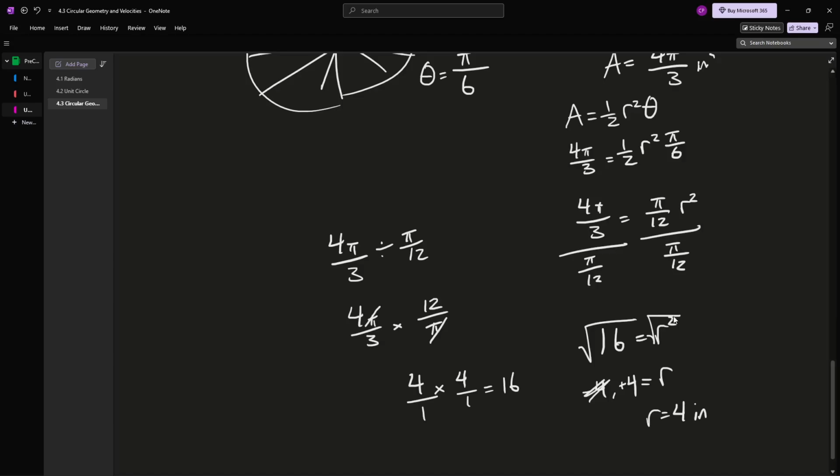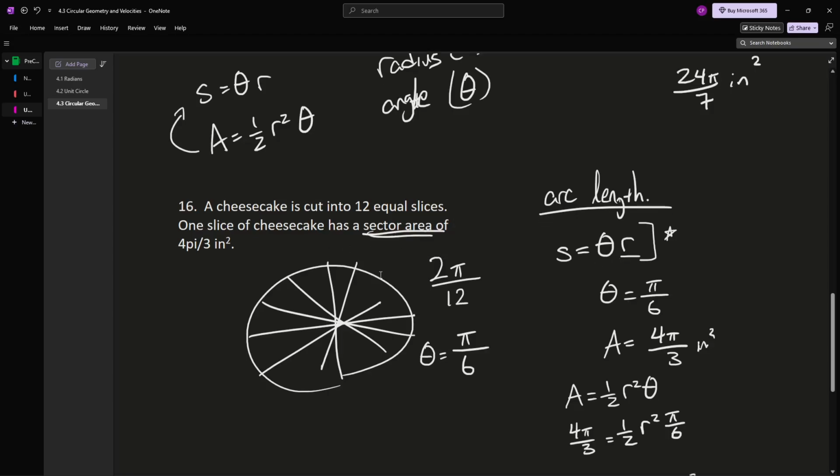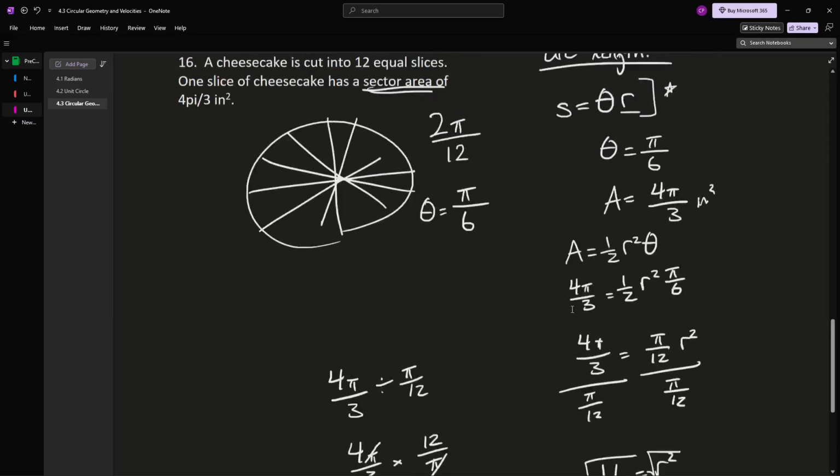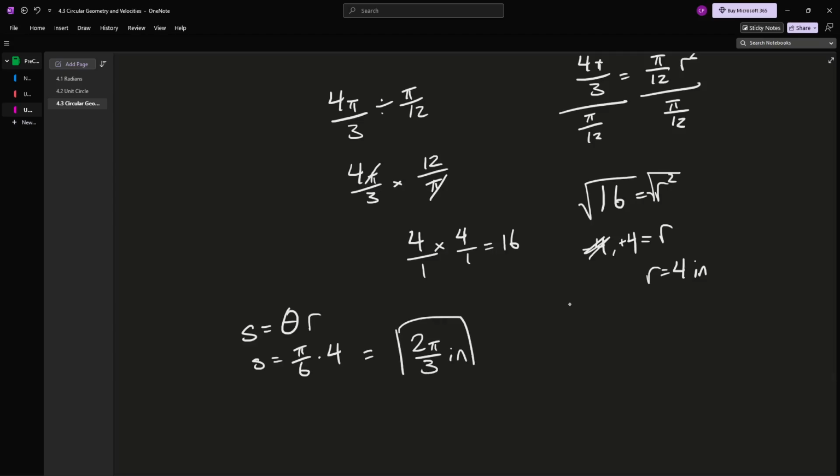But I'm not done yet. I still want to look up. I see arc length. I underlined. I put a star next to this. I need arc length. So I go down here. S equals theta r. S equals pi over 6 times 4, which gives me 2 pi over 3 inches. And this is my arc length.